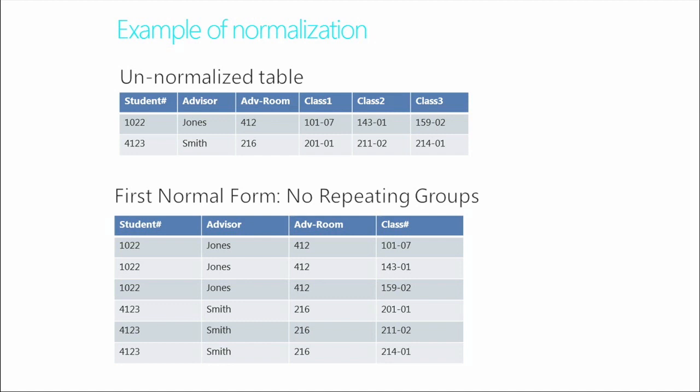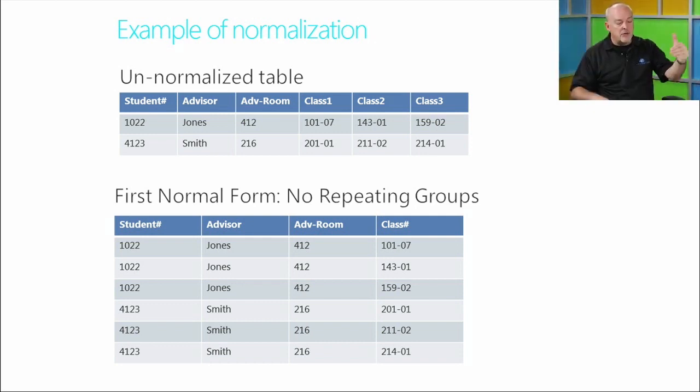We're going to implement first normal form first, then second, and then third, and you'll see the result. If you remember correctly, first normal form says no repeating groups should be in that table. Notice what we've done here. We've taken class 1, 2, and 3, which is a repeating group, and now we have student 3 times. We have student 1022 with the same advisor, the same advisor room, and a different class number. So we got rid of the repeating groups, but now we've got some redundancy. We're going to address that in second normal form.